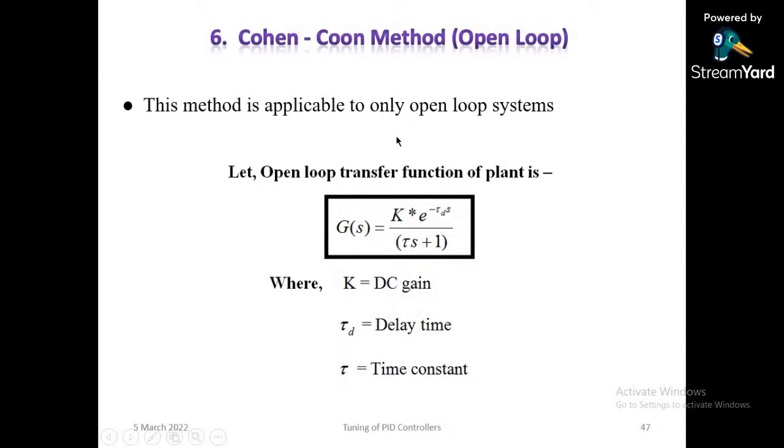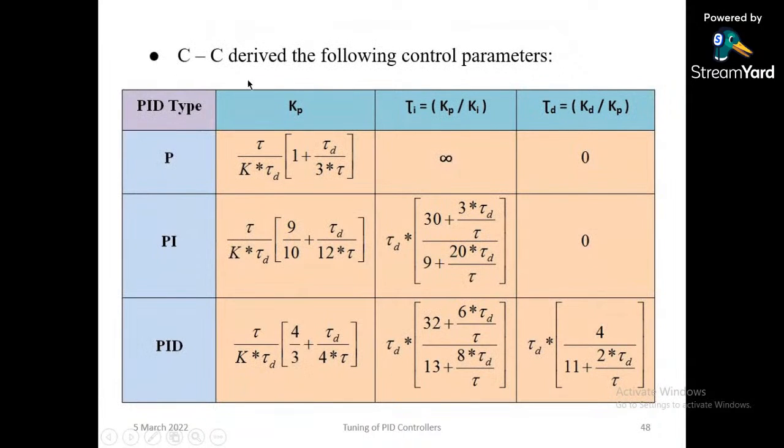This method is again applicable to open loop system. Let open loop transfer function is like this: K into e raised to minus tau d s upon tau s plus 1. मागासारखाच K is now DC gain, and जिथे मागच्या वेळी L वापरला होता इथे tau d वापरतोय, आणि इथे T वापरला होता कॅपिटल T, टाइम कॉन्स्टंट tau वापरतोय. ठीक आहे, नो इश्यू. Same method, but they have said that use our table.